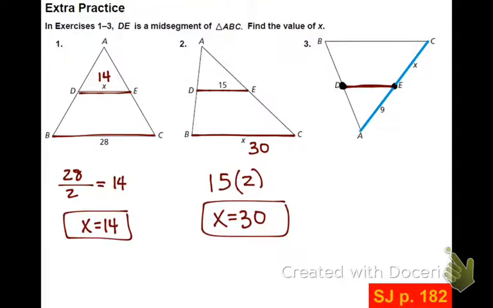our midpoint of E. So that means, since E is the midpoint, this portion and this portion are going to be congruent. So there's no math needed. X will equal 9, because E is the midpoint.